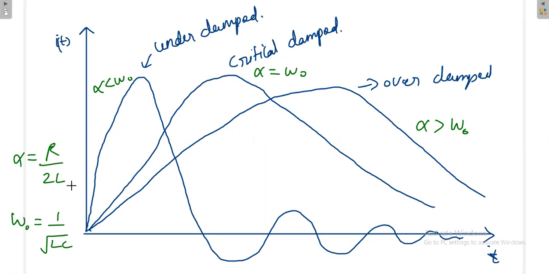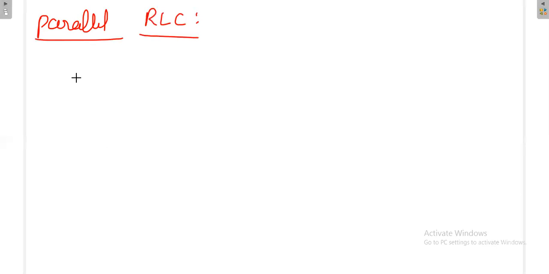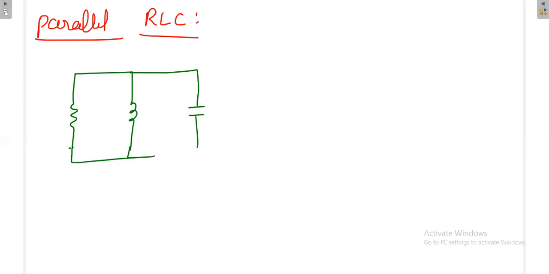Okay. So next we'll see the parallel RLC. Here I'll go a little bit quicker. So R, L, C, and again here the assumption is that the capacitor already has some initial energy, some initial voltage. That voltage is V. Here C, L, and R.